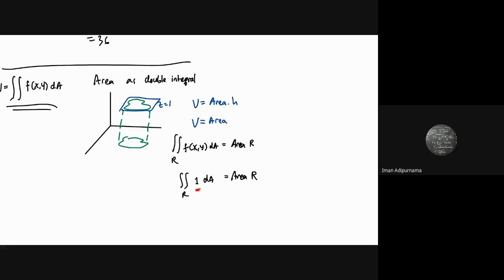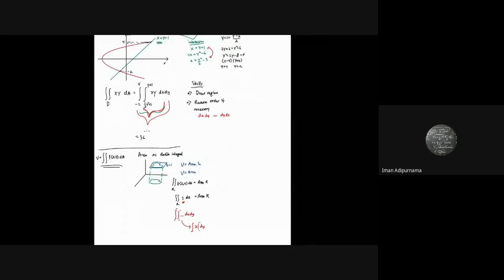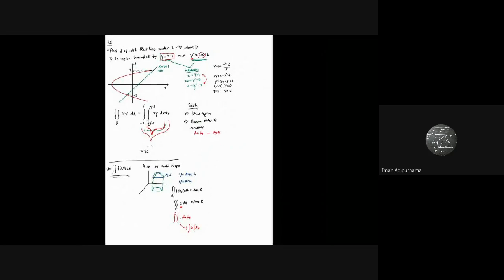So we are just taking one here, and in practice, if you have, for example, dx dy, then this is just integrating with respect to x, and it will become x, right? x dy, and you need to evaluate this. So these are some special cases that might happen if you need to calculate the area of a region using a double integral.